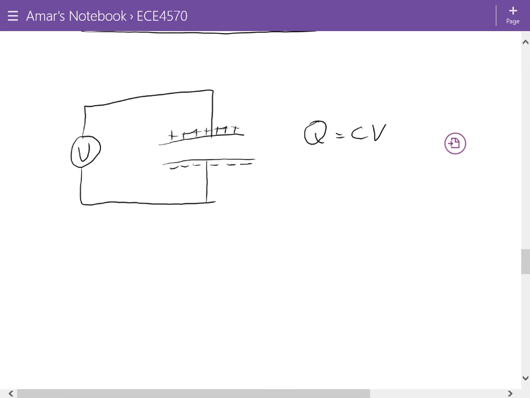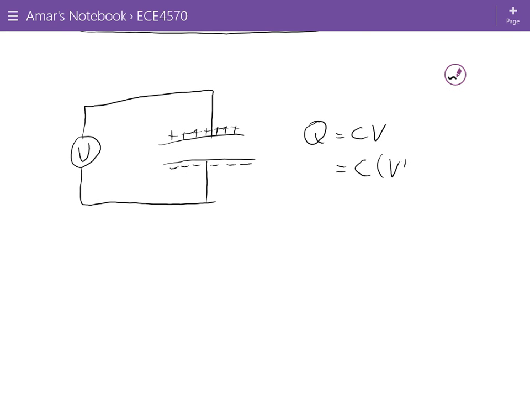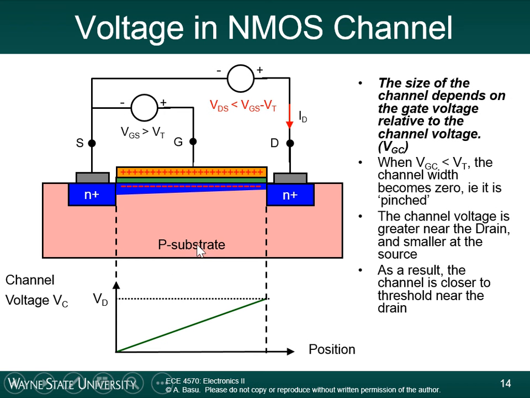Now this voltage is V plus minus V minus. The voltage here is V plus, and the voltage here is V minus. So in other words, the charge is proportional to the voltage difference across the two plates. That's something that you know pretty well by now.